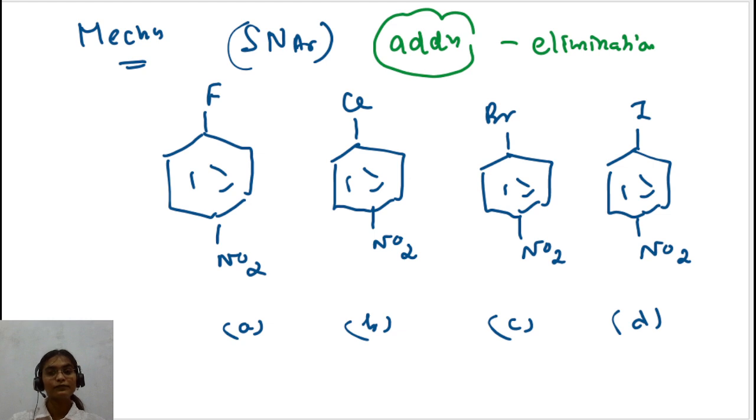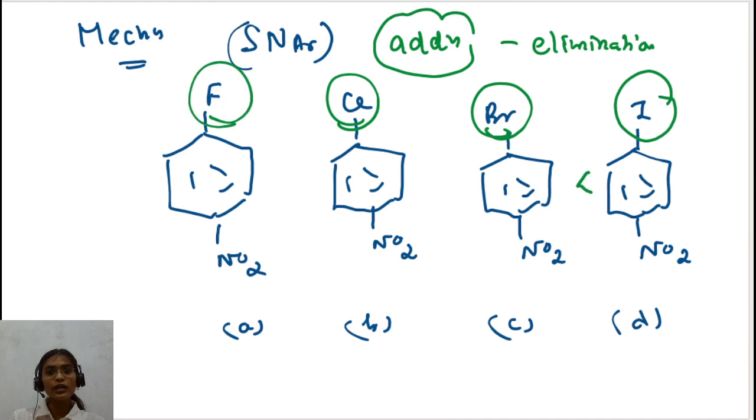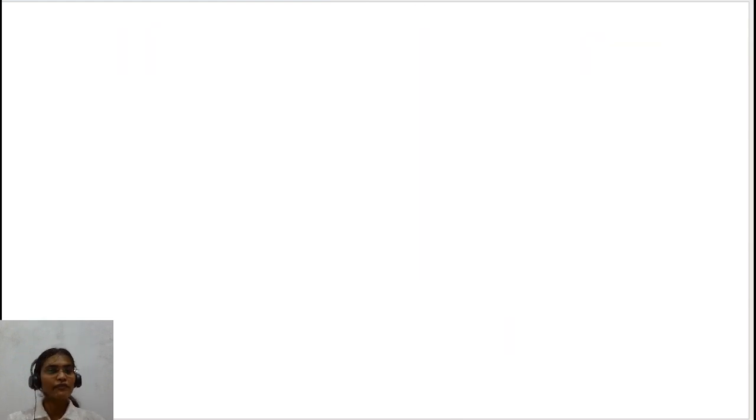Okay. So I'm assuming your answer is D, because iodine is a very good leaving group, then bromine, then chlorine, and then fluorine, right? So this is the correct order here. So D is going to be the answer, then C, then B, and then A, right? We are assuming this. But let's follow the mechanism, because mechanism plays a very important role.